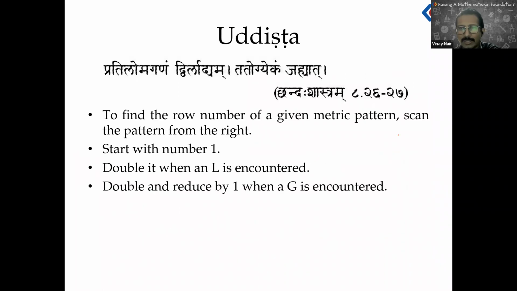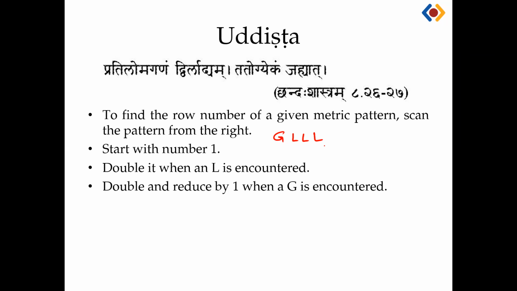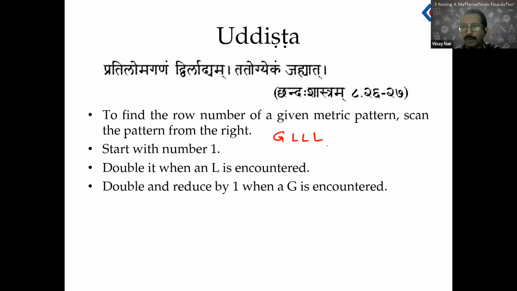Okay, let's take Uddishta. Uddishta is to find the row number of a given metric pattern, scan the pattern from the right. Which means if you are having G, L, L, L, let us say, scan the pattern from the right. What is Uddishta? We have a pattern, we want to find the row number. It's something like the opposite of that one. Right, the opposite process of Nashta. So you start with 1 and scan from the right. You start with 1. Double when an L is encountered.